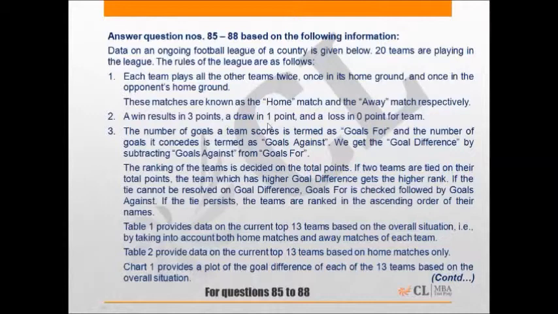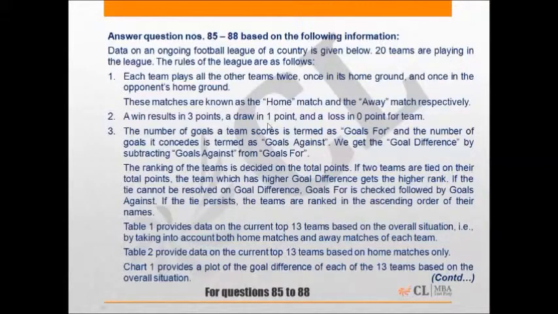The second rule is that a win results in 3 points, a draw in 1, and a loss in 0 points for a team. The number of goals a team scores is termed goals for, that is, the goals scored by a team against its opponent are known as goals for, and the number of goals it concedes is termed goals against, that is, the goals scored by opponents against a team are known as goals against for the team. We get the goal difference by subtracting goals against from goals for, which means the goal difference can be negative as well as positive. It depends on the number of goals for and goals against. If goals for is more than goals against, then this difference will be positive, otherwise it will be negative.